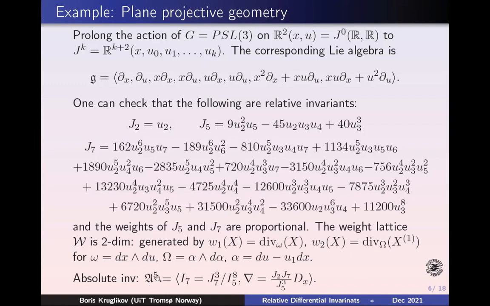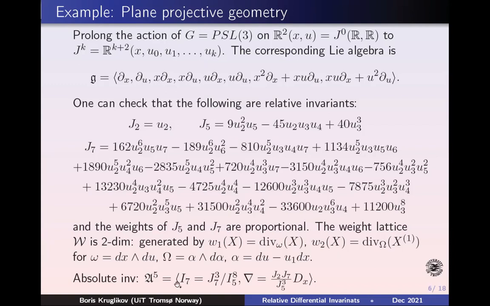Here they are. The algebra will be actually A5. So the only division that is possible is by jets, by expressions of jet order 5. Okay, everything starting from jet order 6 will be polynomial.